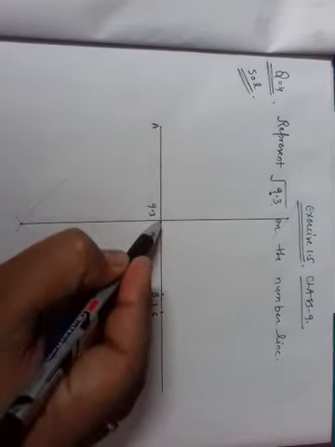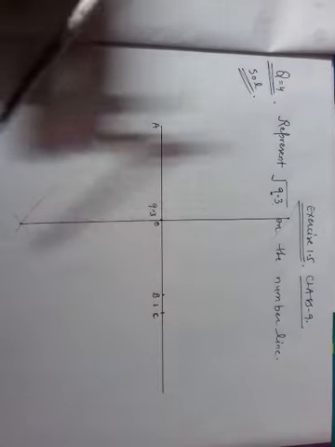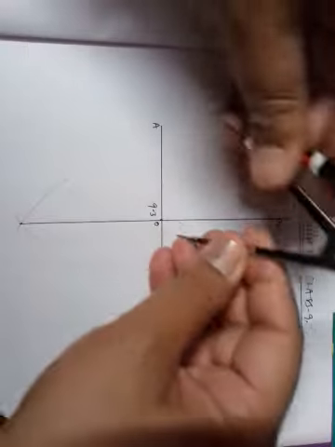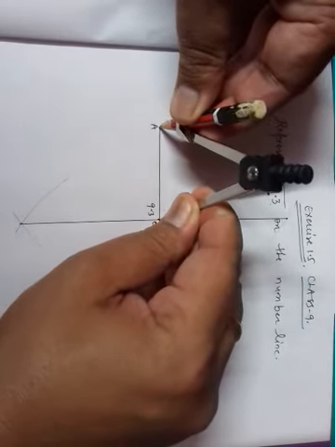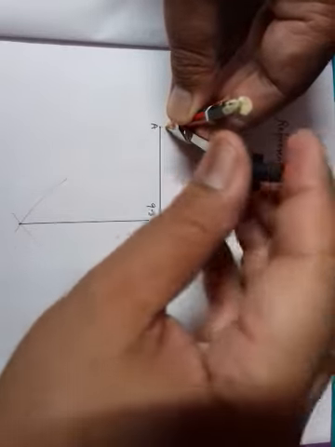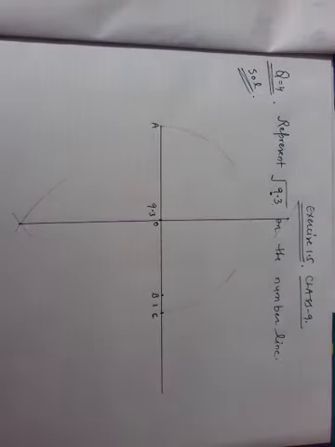Take midpoint as O. O is the midpoint of AC. Take OA as a radius, and O as a center, and make a circle, semicircle. Okay, now we have made the semicircle.